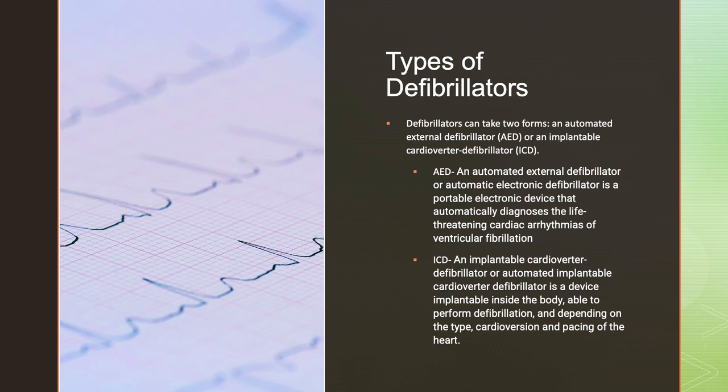So basically ICDs, it's an implantable cardioverter defibrillator, or an automated implantable defibrillator cardioverter. It's an implantable device inside the body. It performs defibrillation. It paces the heart. It does many things. So what do all those pieces and parts mean? Basically, it means the people who live with left ventricular dysfunction, right? Think about the left ventricle and where that sits. And think about how important that is.